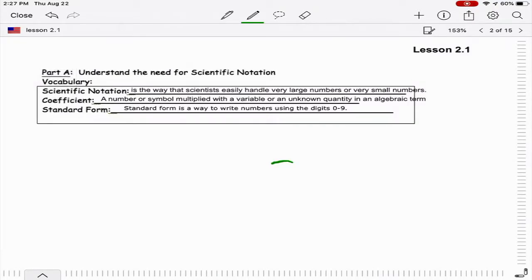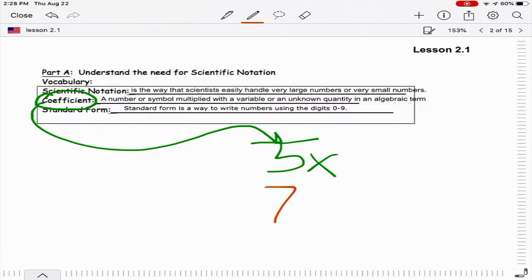Just some vocabulary words to go over. Scientific notation is the way that scientists easily handle very large numbers or very small numbers, as I just said earlier. Coefficient: a number or symbol multiplied by a variable or an unknown quantity in algebraic terms. For example, in 5x, the coefficient is 5. And in 7y, the coefficient is 7. Once again, the number that's being multiplied by a variable is called a coefficient.